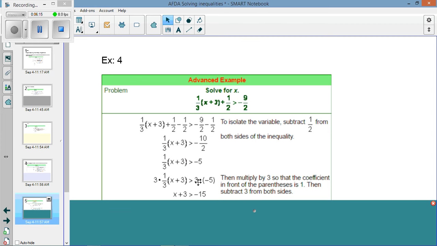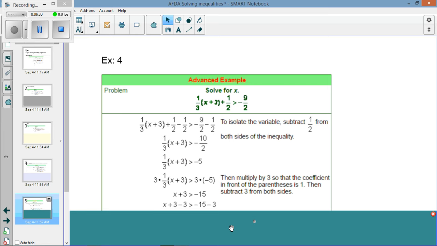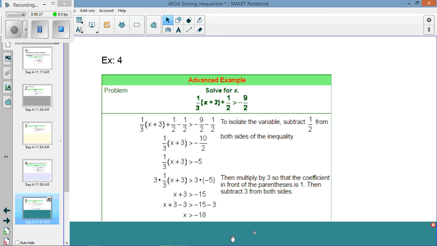And just for the sake of simplicity, we multiplied both sides by 3. So this becomes 1 out here in front of this quantity. And 3 times -5 gives me -15. So x plus 3 is greater than -15. Subtract 3 from both sides, so x is greater than -18. And there you have it.